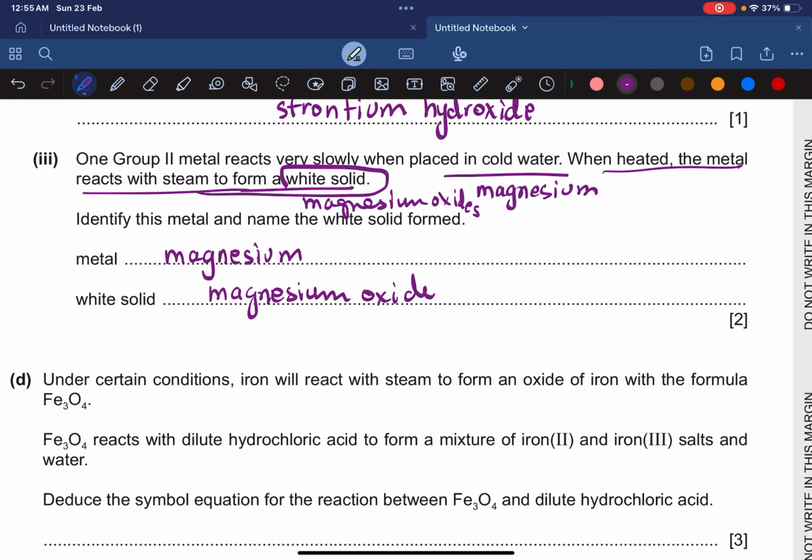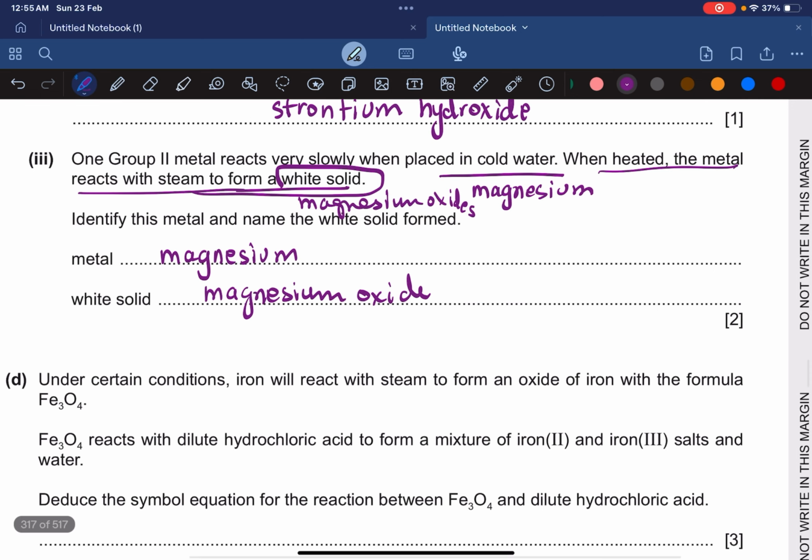Under certain conditions, iron will react with steam to form an oxide of iron with the formula Fe3O4.